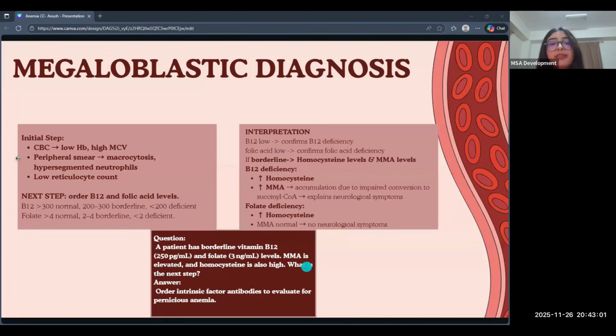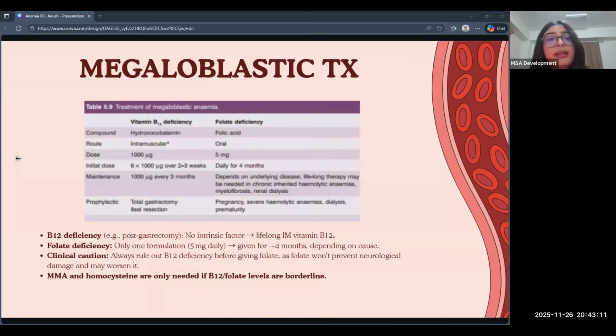You order intrinsic factor antibodies because you need to figure out if this is pernicious anemia. Okay, intrinsic factor antibodies, pernicious anemia. Always make that link. Okay, now the treatment. So treatment is just supplementation. Whatever is lacking, you supplement it. So in case of B12 deficiency, you give lifelong intramuscular vitamin B12. In case of folate deficiency, you give folic acid.